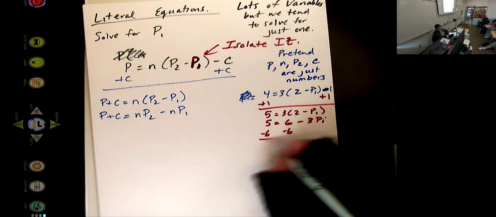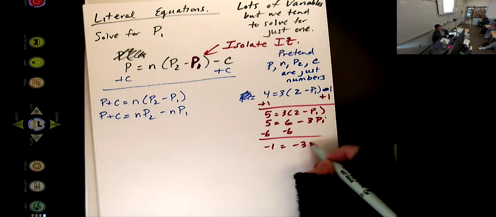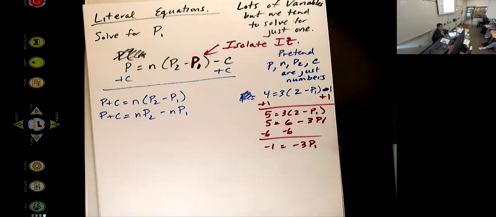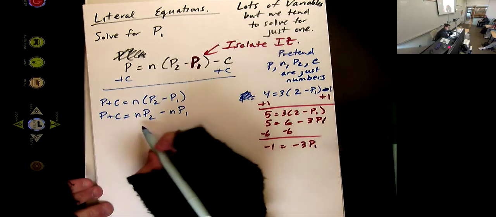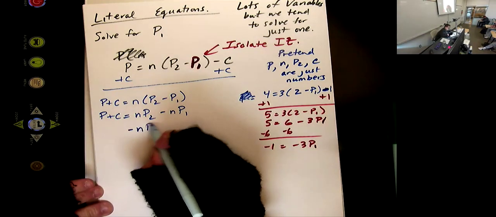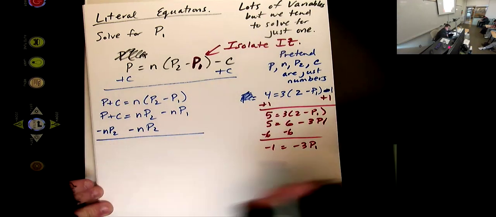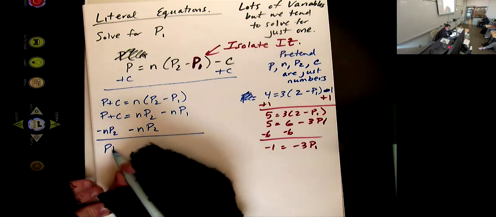Here I would subtract 6. Over here, the 6 is in the same spot as NP2. And over on the red stuff, I can combine everything.